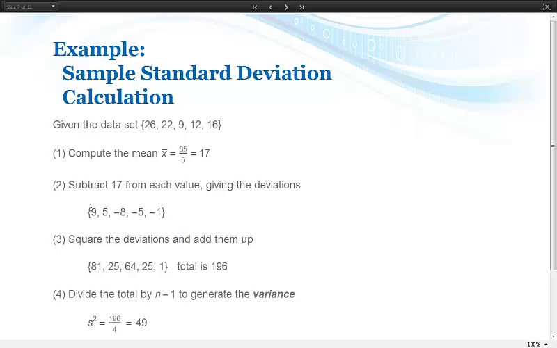So now I square each of the deviations. So 9 squared is 81, 5 squared is 25, negative 8 squared is positive 64, negative 5 squared is 25, and negative 1 squared is 1. So now that I have the squares of the deviations from the mean, I add them up. I get 196. And now I divide by not n, but n minus 1.